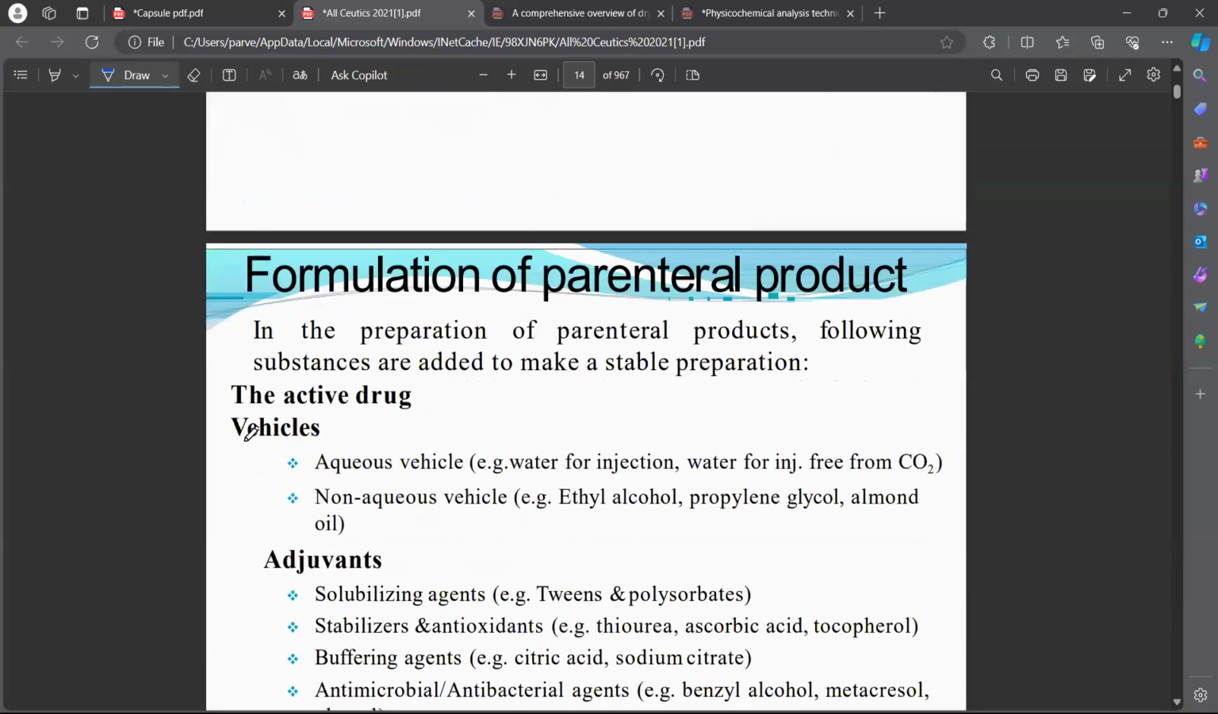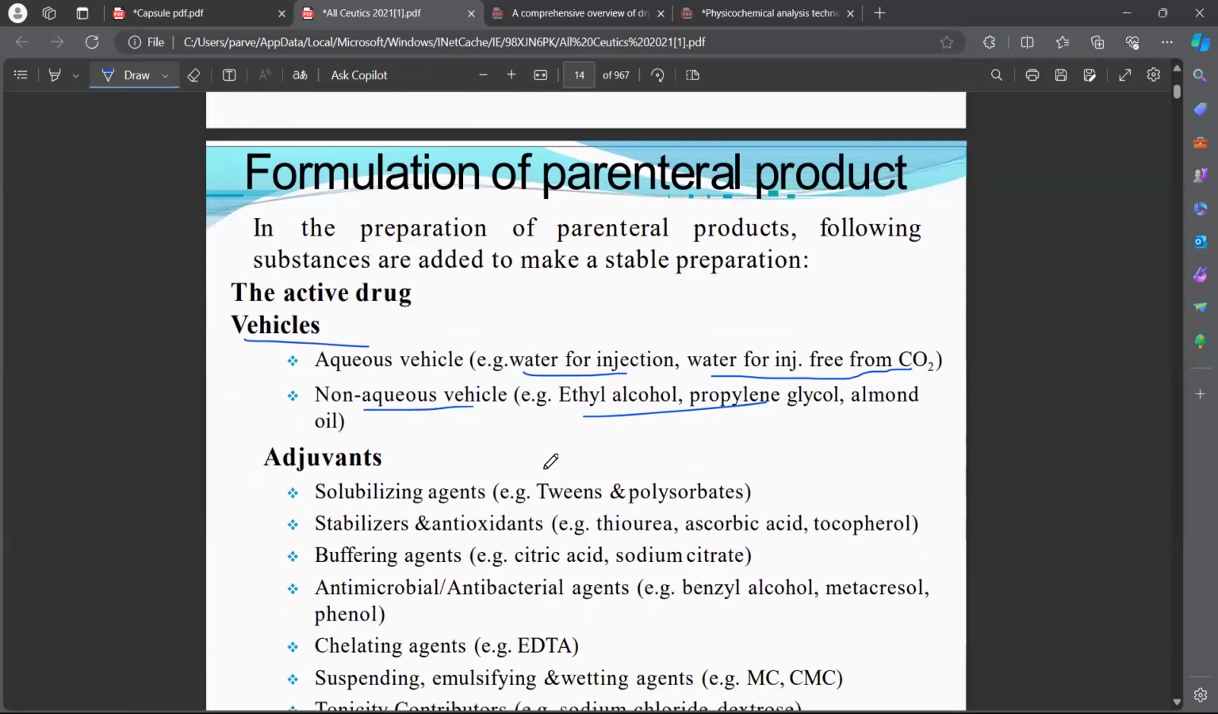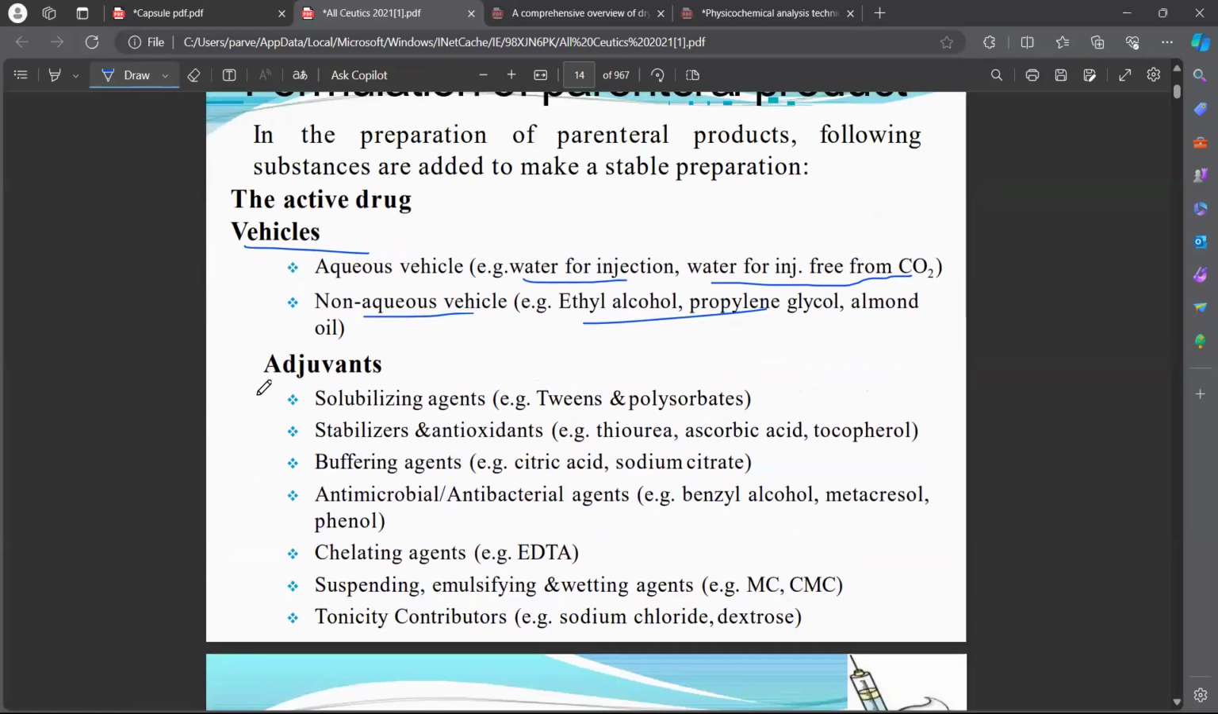First one, vehicle. A vehicle is generally used to solubilize the drug. Mainly two types are used: aqueous vehicle and non-aqueous vehicle. Aqueous vehicles include water for injection free from carbon dioxide, and non-aqueous vehicles include ethyl alcohol, propylene glycol, almond oil, etc. In most cases, by the IV route, the drug solution must be in solubilized form.